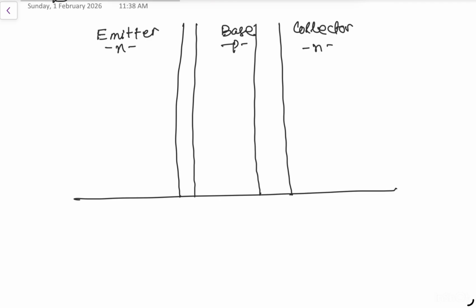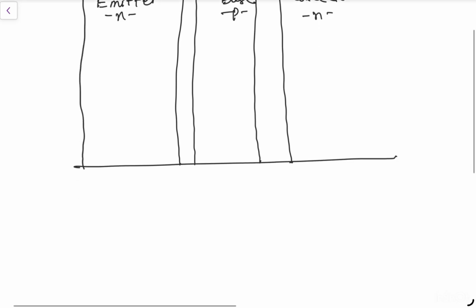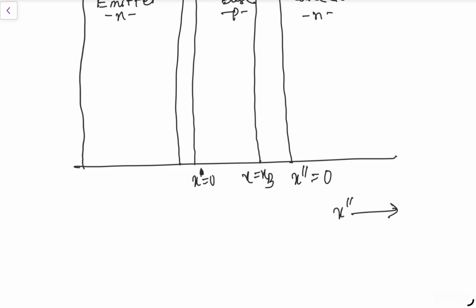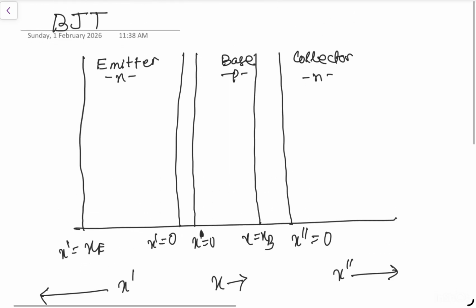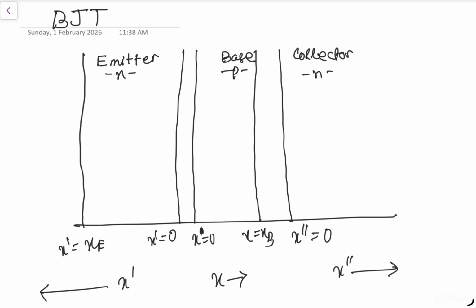Now set the conditions similarly. Suppose this is the emitter region, and we have to name it. Let's say x equals 0 to x equals xb is the neutral base width, x double dash equals 0 is in this direction for the collector, and for the emitter we can name x dash equals 0 to x dash equals xe. So that's the emitter region, the neutral base width, and here x equals 0 to x equals xb.